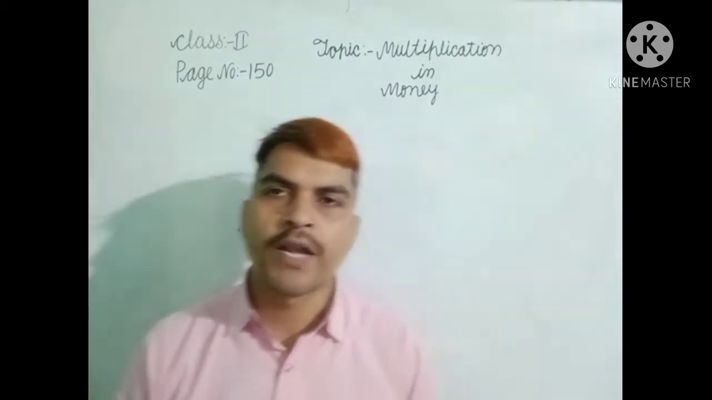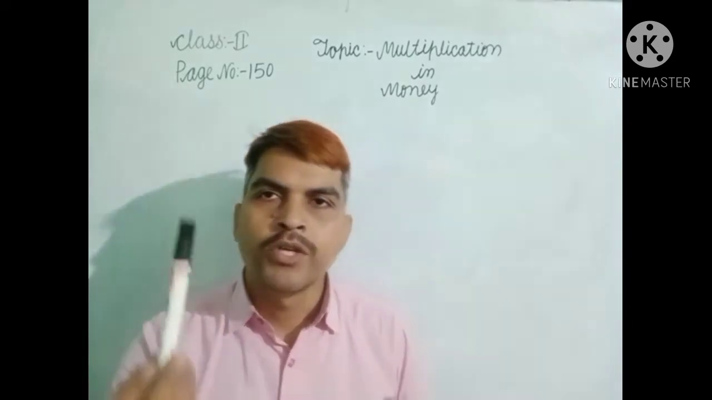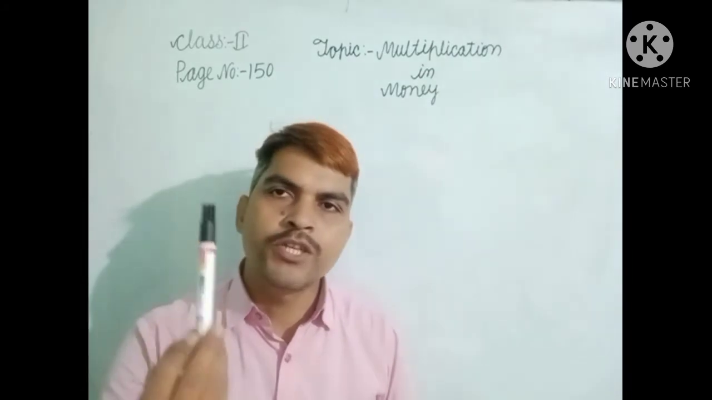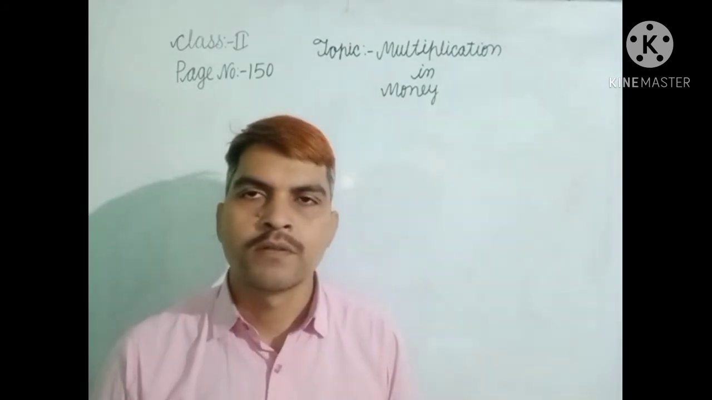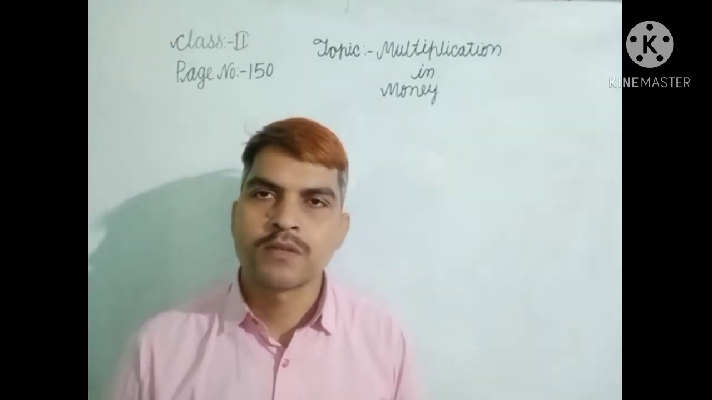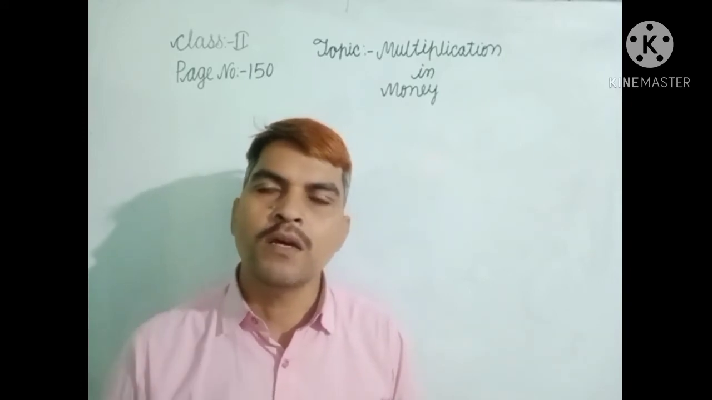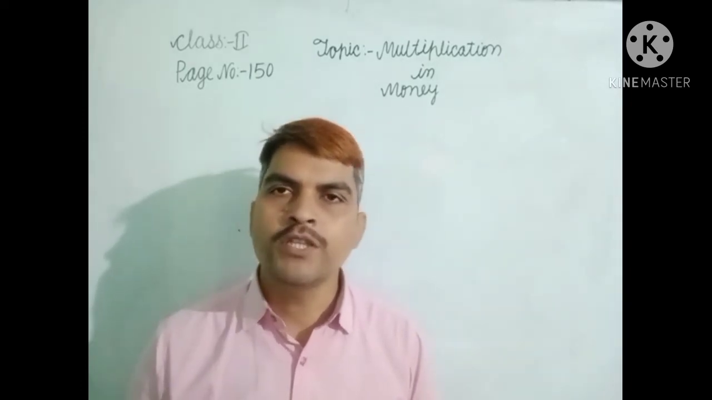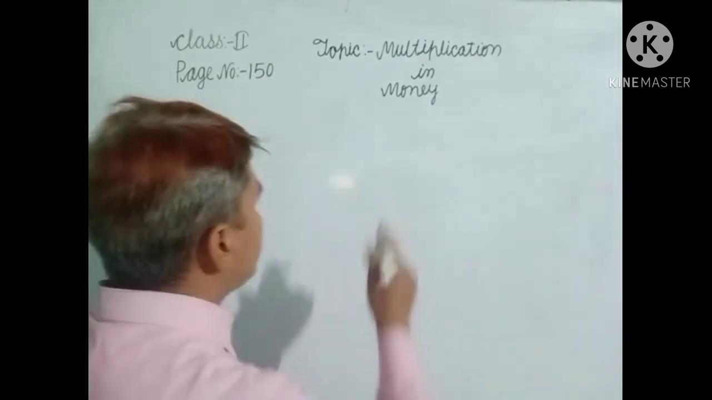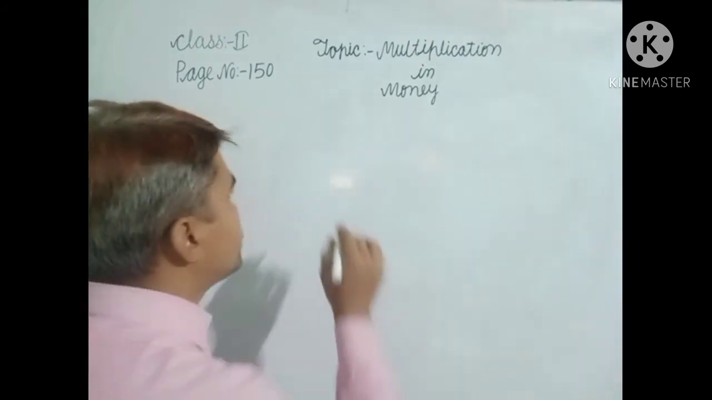Suppose you go to the market and what is this? This is a marker. You have purchased 3 markers. The cost of 1 marker is 5 rupees. The cost of each marker is 5 rupees. What is the price of 3 markers? Suppose you have purchased 3 markers and the cost of each marker is 5 rupees.